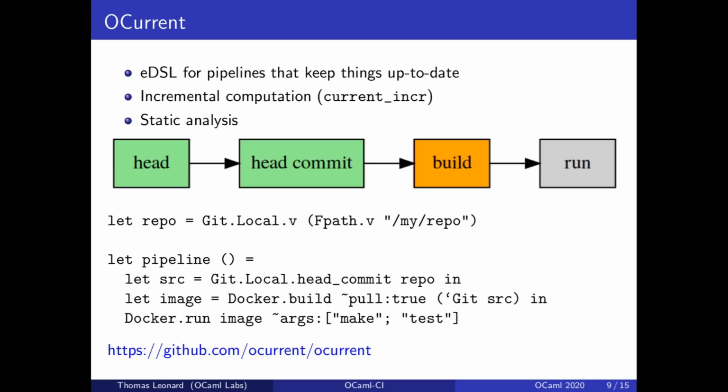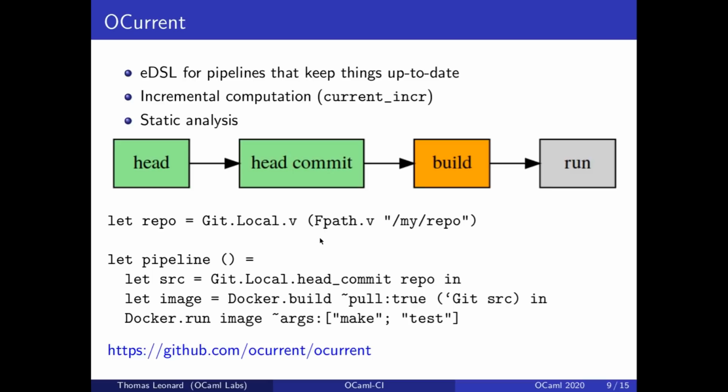Now, that diagram that we just saw is an example of an OCurrent pipeline. OCurrent is an embedded domain-specific language for writing pipelines for keeping things current. It's a form of incremental computation, like Jane Street's Incremental library or Bunzli's React library. But it also makes it very easy to do static analysis, and that is how we're able to generate these diagrams that show what it's going to do, even if it hasn't actually completed all the steps yet.